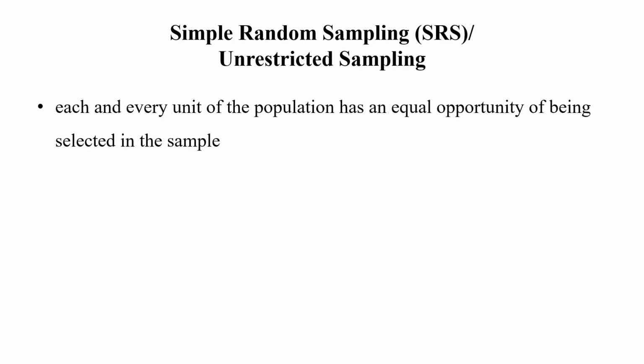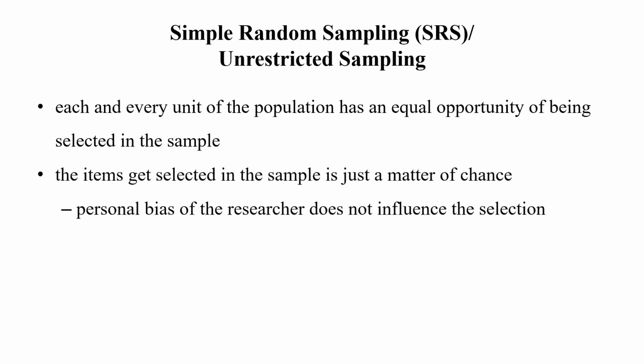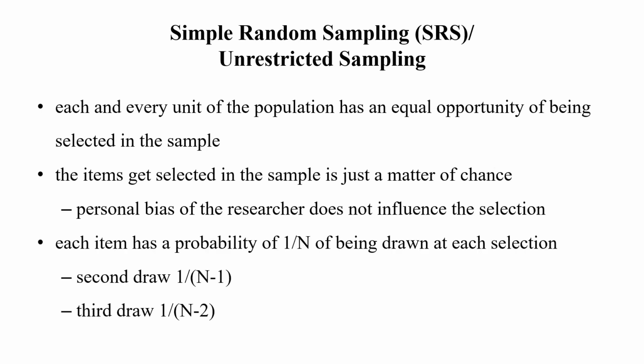What is the simple random sampling method or unrestricted sampling method? Here, each and every unit of the population is given an equal opportunity of being selected in the sample. So whether an item gets selected in the sample is just a matter of chance. So, researcher personal bias will not have influence in the selection of the sample. Every item has a probability of 1/N of being drawn at each selection. As we know, capital N is the population. So in the second draw, 1/(N-1), and in the third draw, 1/(N-2).